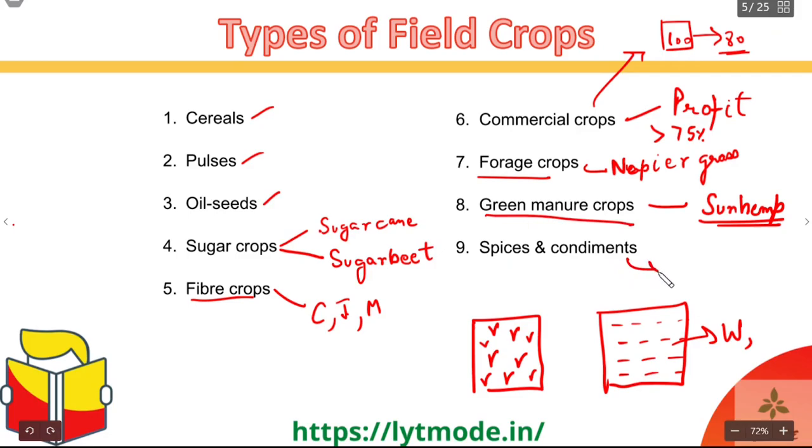Then come the spices and condiments. Spices and condiments are basically used for providing color, flavor, or aroma to food. Okay, so these are not directly used for the nutritional aspect of it, but they are used because they get paired well with the foods. So your spices like coriander, and then condiments like ginger, garlic, turmeric, all of these come under the spices and condiments.